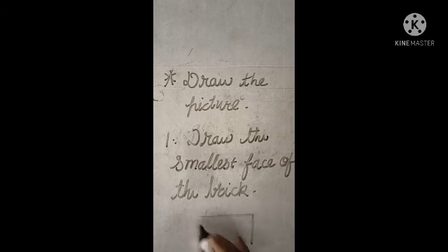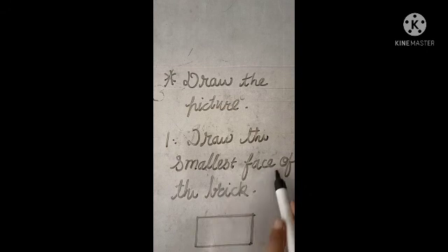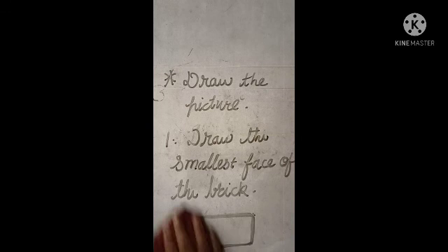So this is the simple face of a brick. It is a rectangle shape, and this is the smallest face of a brick. So the question is, draw the smallest face of a brick. So this is the answer. This is the smallest face of a brick. Okay, is that clear? This is the first question.